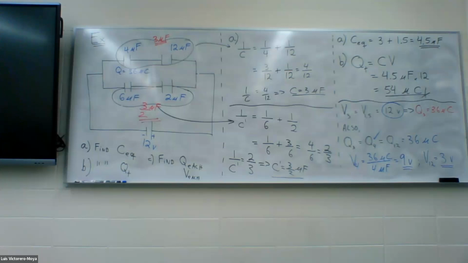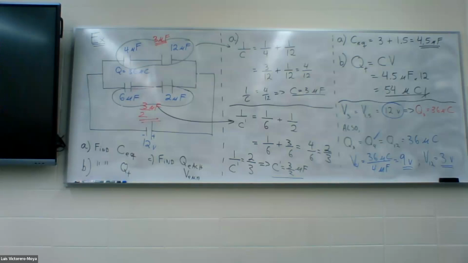As I said, you wanna write that the voltage on 3 and the voltage on 1.5 both are 12 volts because they are in parallel. And then you wanna write that the charge on 3 is the same as the charge on 4 and the charge on 12 because they are in series. And then you can split the charge, and then using that you can split the voltage.